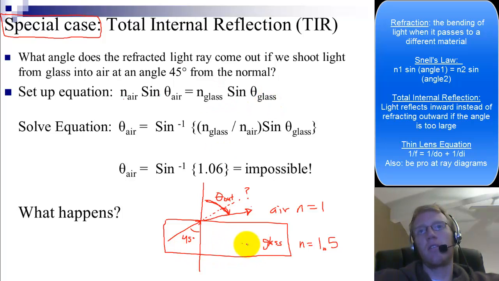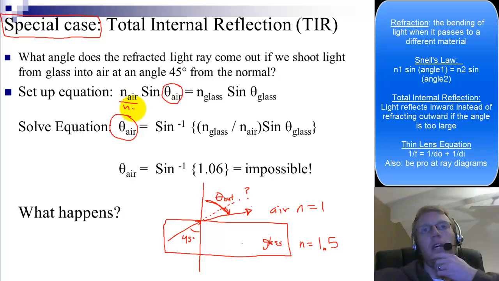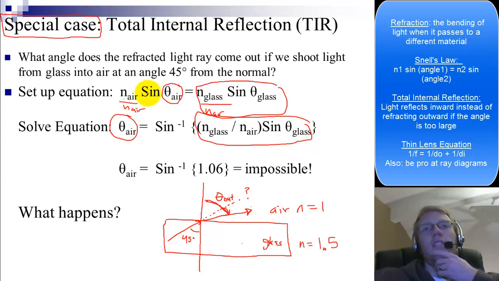That's n2 sine theta 2 down here. So if you solve for the angle in the air, you solve for this variable here, you first have to divide by n air on both sides. Divide by n air. So then you have n air on this side, and you have all that stuff that's right here. And then to get rid of sine, you take inverse sine, so that goes to inverse sine.